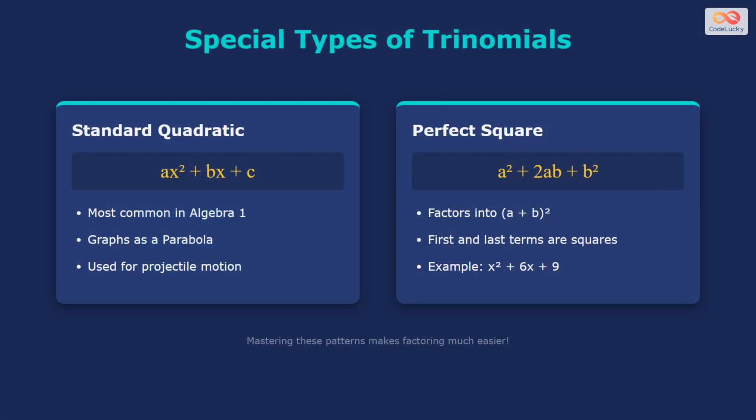There are two very common types you will see. First is the standard quadratic, ax squared plus bx plus c, which creates a parabola graph. Second is the perfect square trinomial, which follows a specific pattern that allows it to be factored into a squared binomial. Recognizing these patterns is a superpower in algebra.